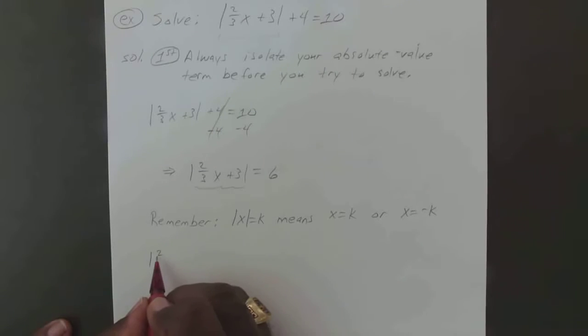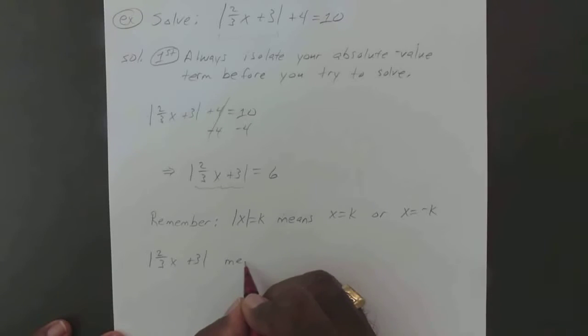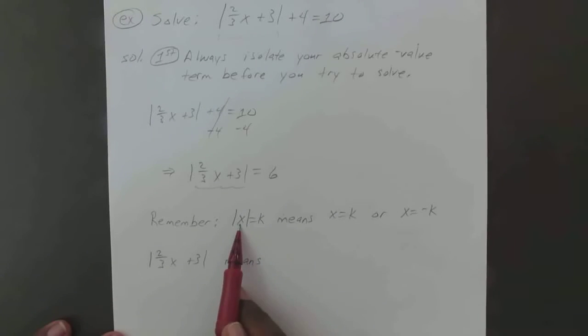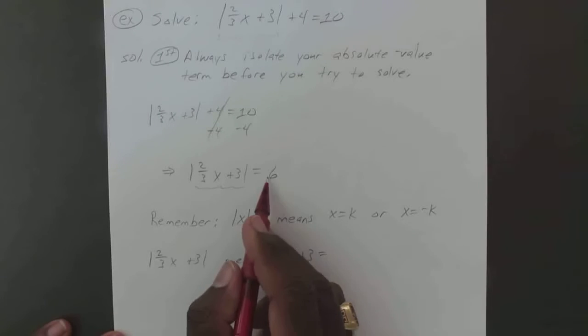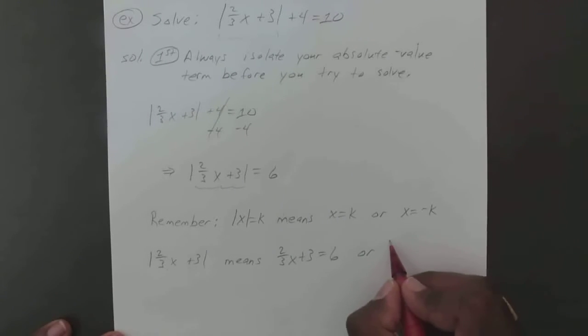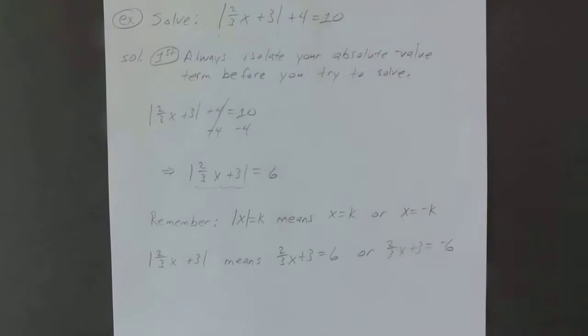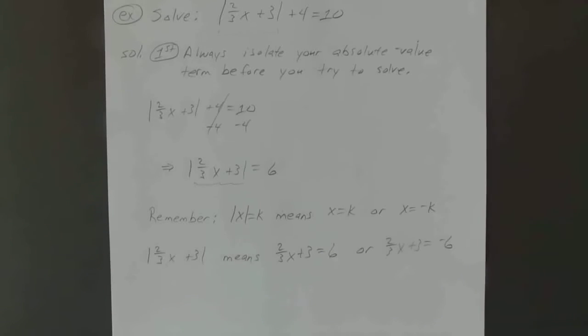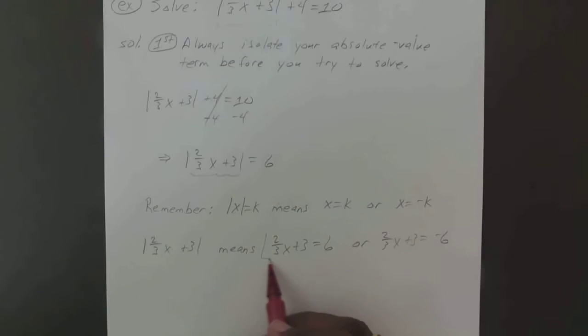There we go. So absolute value of 2/3 x plus 3 simply means that whatever's in here, your 2/3 x plus 3, can equal 6, or what's in here, 2/3 x plus 3, can equal negative 6. Either one of those would make it true. All right. Then once you do that, you just simply solve both of these.